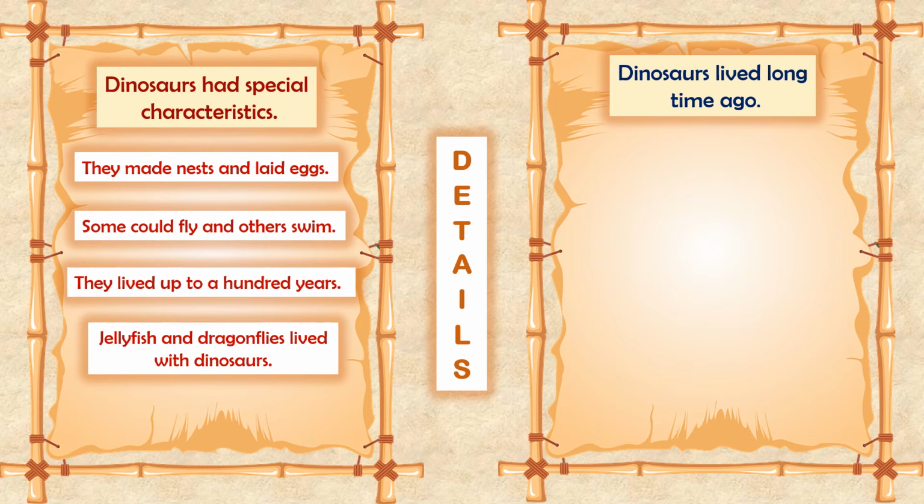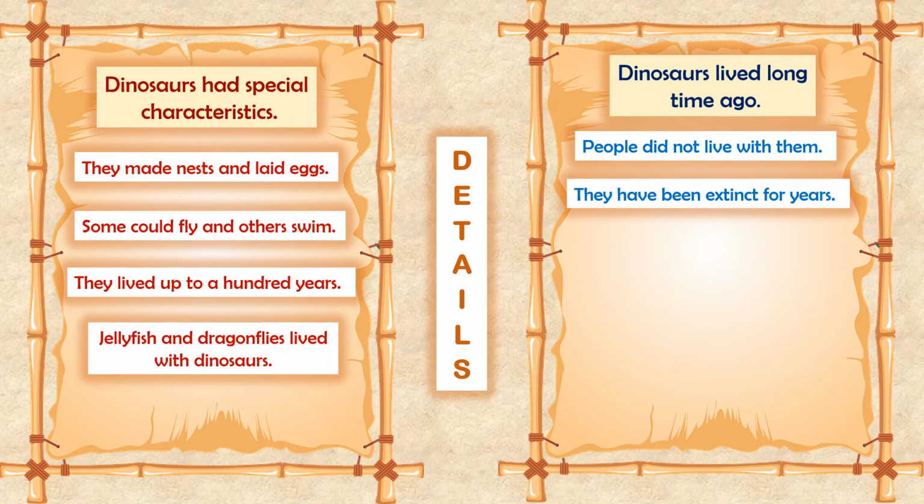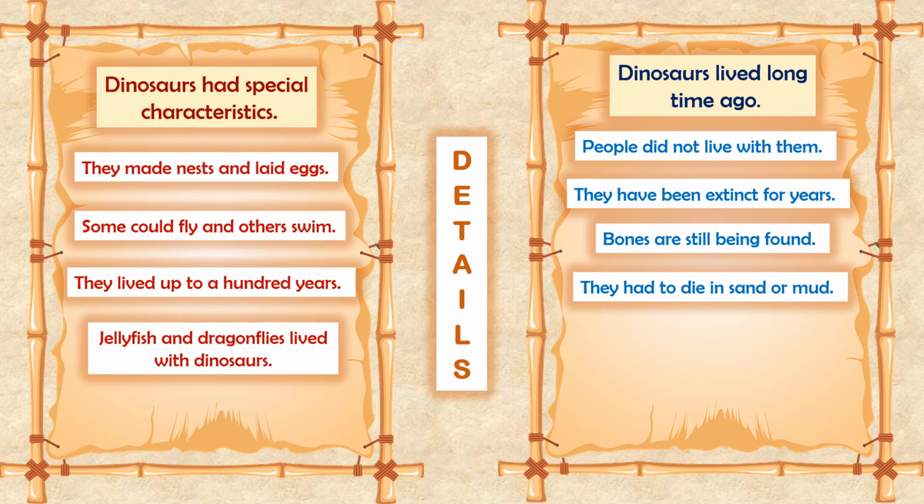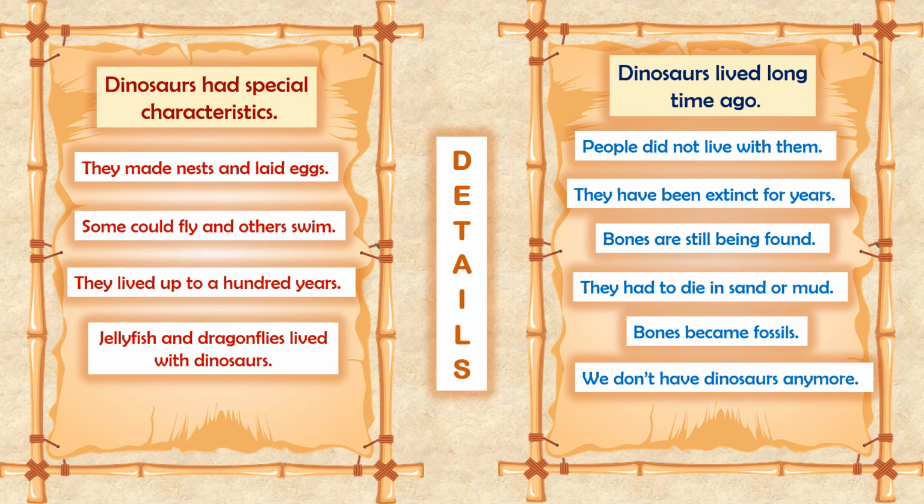Let's retell the details that have to do with these facts. People did not live at the same time as dinosaurs. Dinosaurs have been extinct for thousands of years, but their bones are still being found. First, dinosaurs had to die in sand or mud, so it would get covered over. After a very long time, the ground became rock and bones became fossils. The text emphasizes that this is how the bones became fossils. It also says that even when we don't have dinosaurs anymore, you could celebrate Dinosaur Day, the third Tuesday in May.